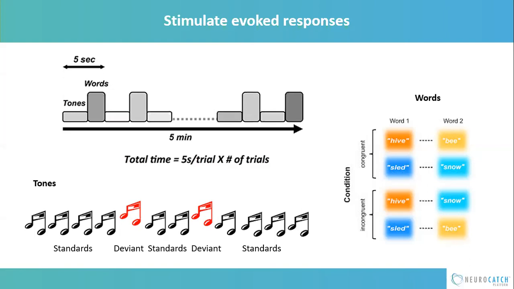So what we do with our word pairs is you get the tones to get you ready, then you get a match or mismatch word pair. They're 50%, so 50 match and 50 don't.